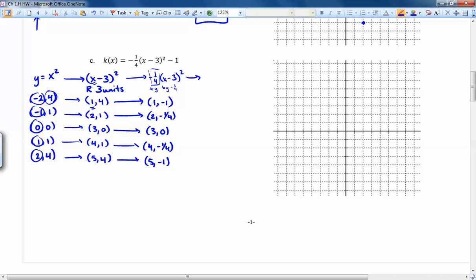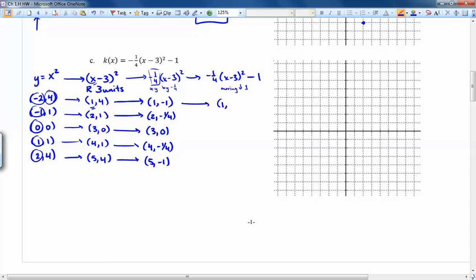Okay, then there's one last step. I'm going to take what I had before and then subtract 1 from the whole thing. So that's the same thing as moving everything down by 1 unit. So if I move everything down 1 unit, that's the same thing as taking the y values that I just got and subtracting 1 from them all.